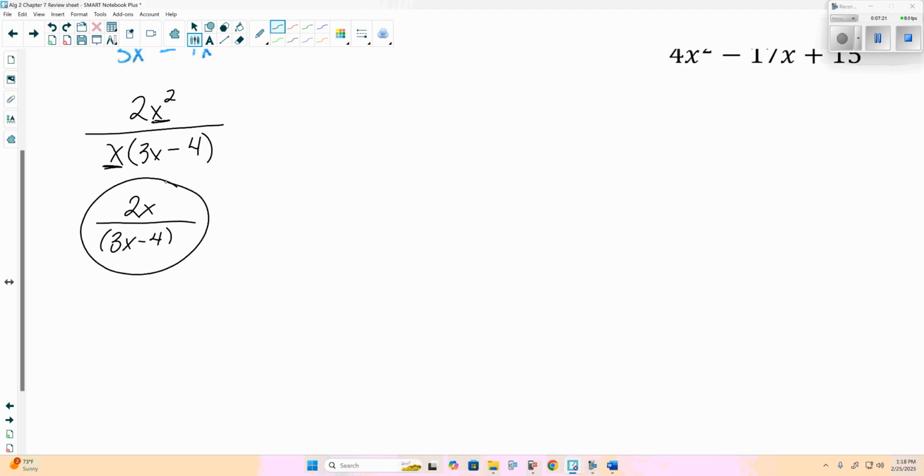On all the simplifying problems on the test, something will simplify on top and bottom every single time. There's not going to be one on the test that is just simplified already. Something will simplify.